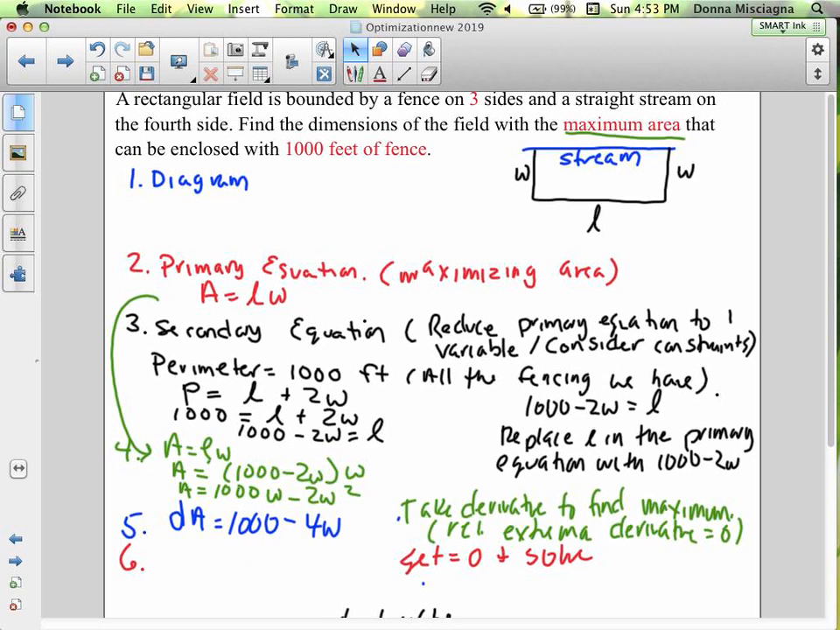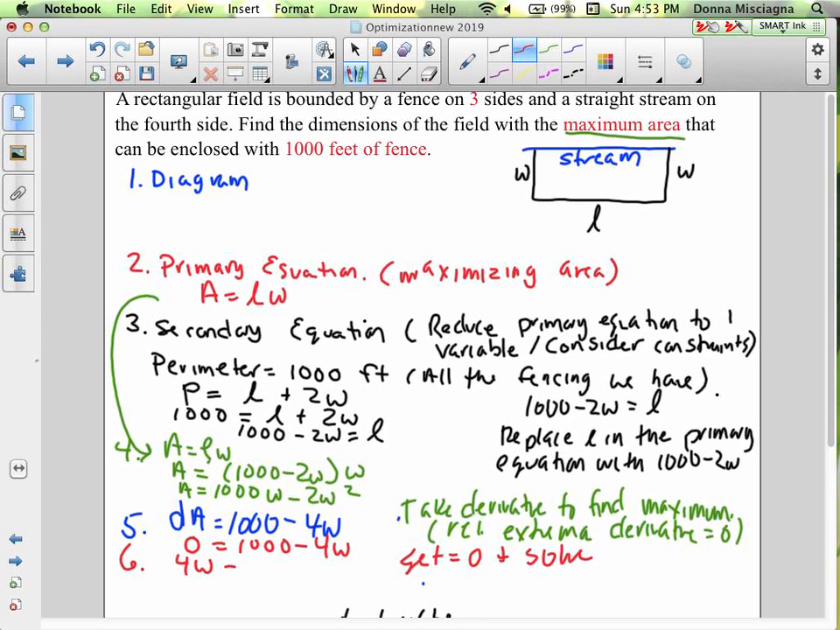All right, now we need to look for the critical points, right? Because optimization in a lot of ways is like curve sketching. We're looking for maxes and mins, and those are going to be critical points. So we're going to set this equal to 0. So we have 0 equals 1,000 minus 4W. Well, this is a pretty easy solve. I'm going to add 4W to both sides to get rid of the negative there.